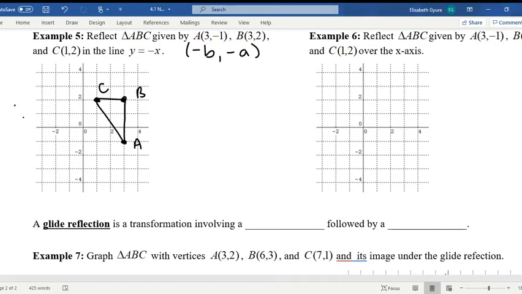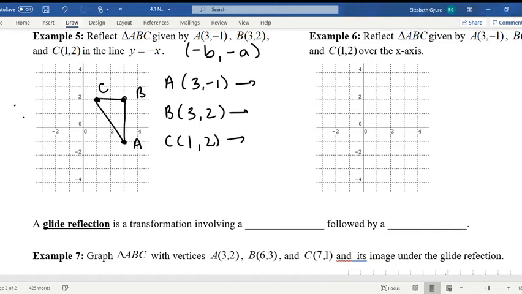So I'm going to actually kind of do the same thing that I did on the front page, where I'm going to recopy it down and then write what my new points should be. I don't like to simply do these visually. I like to do both personally, but do what works best for you. So A was 3, -1, B was 3, 2, and C was 1, 2. And I'm going to take these and apply this rule.